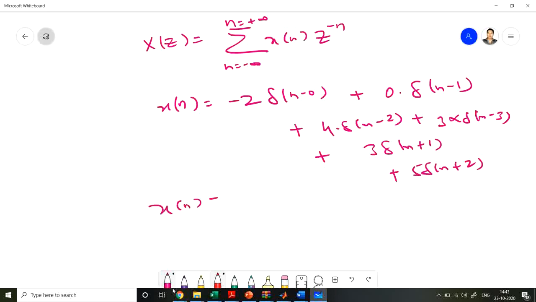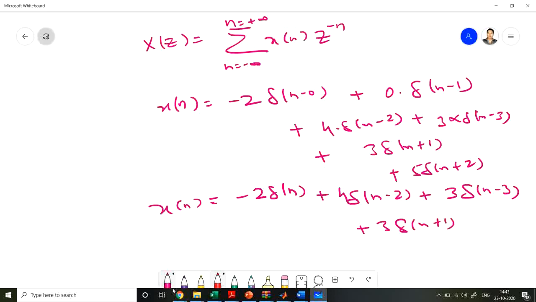So x[n] is written as minus 2 δ[n] plus 4 δ[n minus 2] plus 3 δ[n minus 3] plus 3 δ[n plus 1] plus 5 δ[n plus 2]. So this is minus 2 δ[n], then we have 4 δ[n minus 2], then 3 δ[n minus 3], then 3 δ[n plus 1] plus 5 δ[n plus 2]. So this is our x[n].